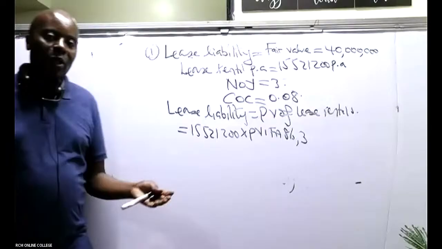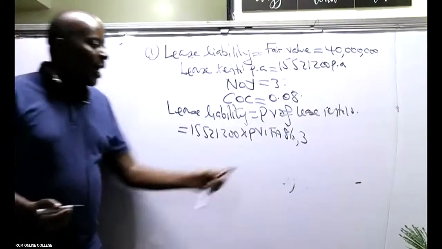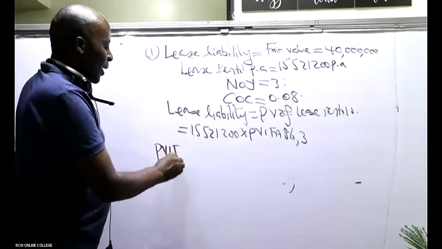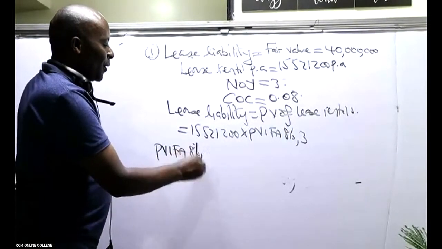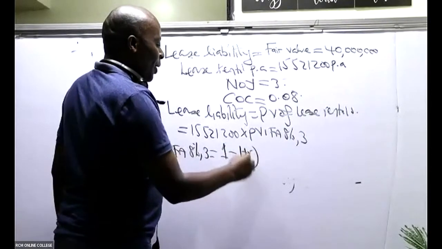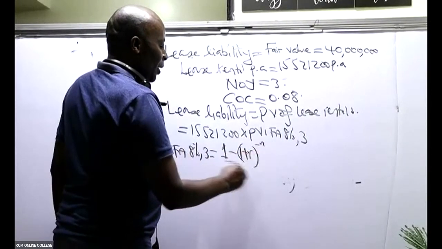So then my work tonight is very easy. I need to come and get this annuity factor at 8% for 3 years. I know the formula is 1 minus (1 plus R) raised to negative n, divided by R.